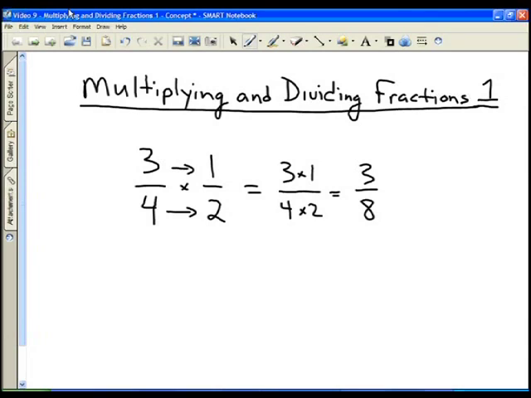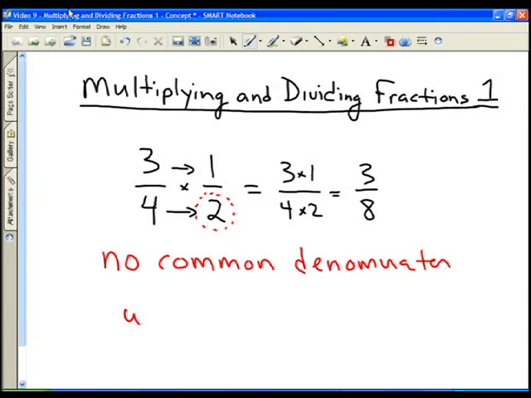The main thing to note here when you multiply fractions is there is no need for a common denominator like when you add and subtract fractions. Notice the denominator of the first fraction is 4, the denominator of the second fraction is 2. You do not need a common denominator when you're multiplying and dividing. No common denominator when you are dividing or multiplying fractions.